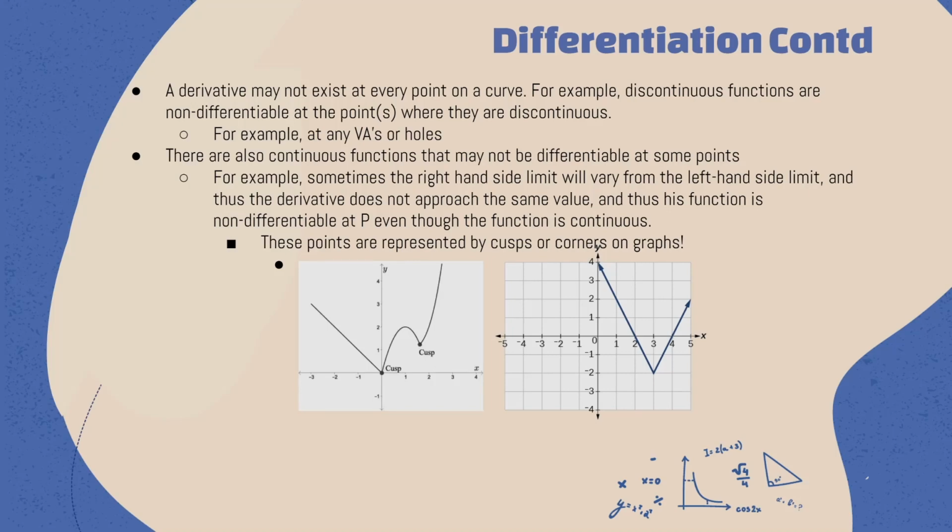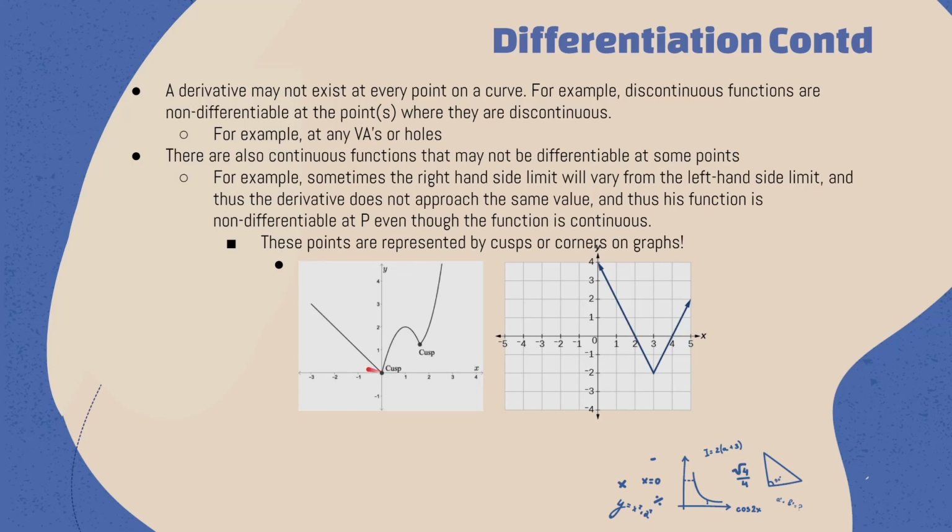But we also have some other scenarios, for example these two that I've shown, where the functions are continuous. Like, you can make this curve with only one stroke. But as it turns out, you can't actually find the derivative. The reason for that is sometimes the left-hand side limit changes way too fast compared to the right-hand side limit, or vice versa, and thus you don't actually approach the same number.